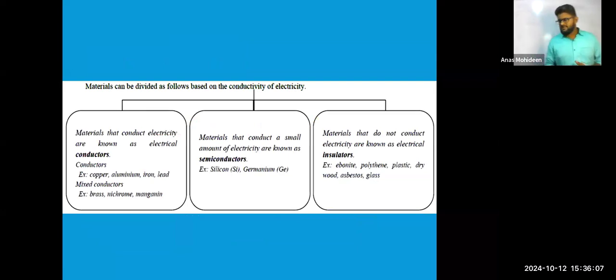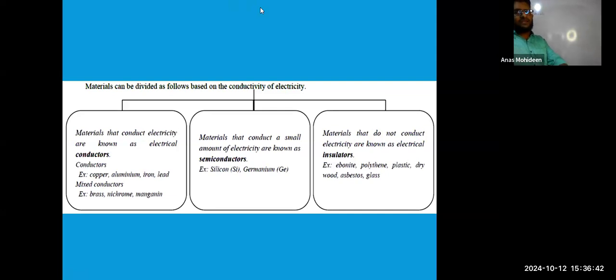When we come to materials, depending on the conductivity of electricity, we divide these materials into three. What are the three? Those that can pass current well, those that cannot pass current well, and those that pass a smaller current. So we divide materials into three ways accordingly. One we term as conductors.